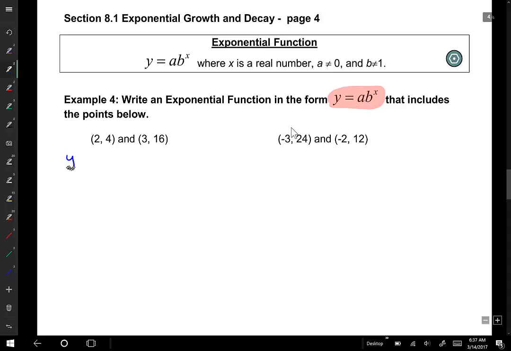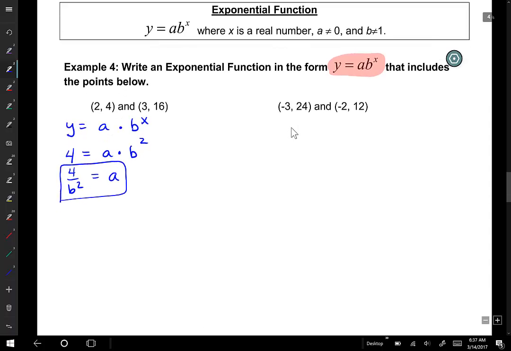So remember, our basic form is y equals a times b to the x. I'm going to take my first point, 2, 4, and plug that in: 4 equals a times b squared. Now, with that value, I'm going to solve for a, and I realize that a equals 4 over b squared. I'm going to box this, and we're going to come back to this in just a sec.